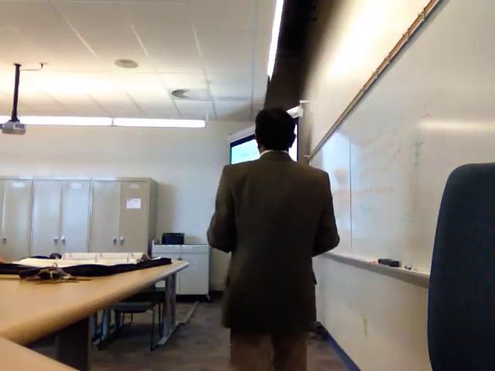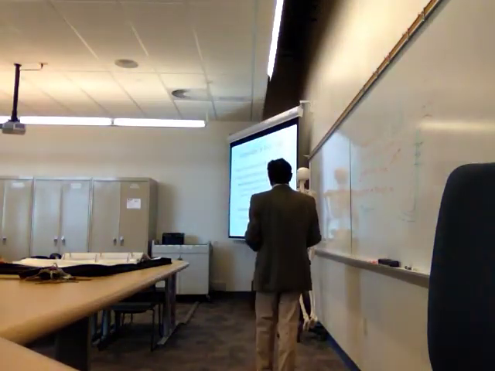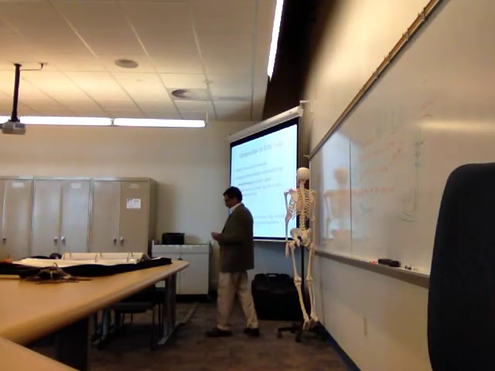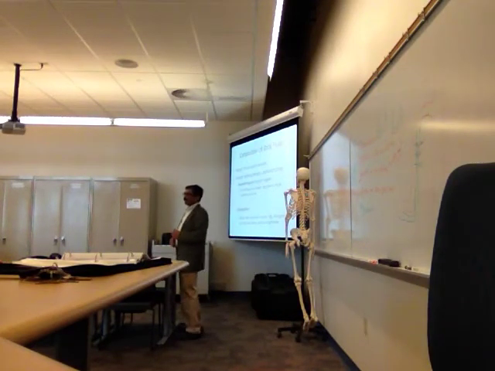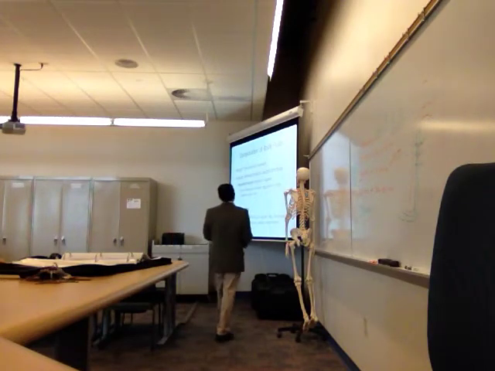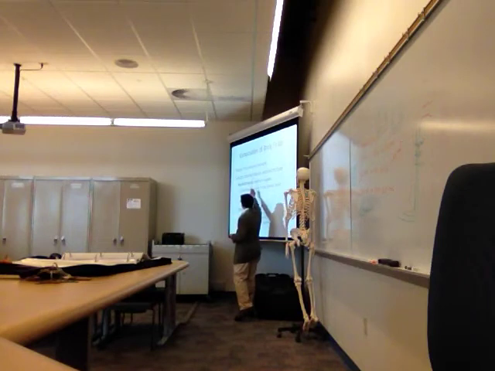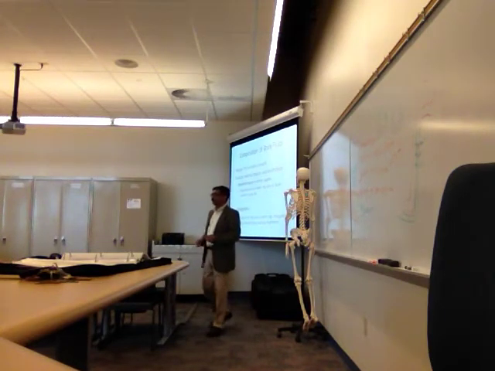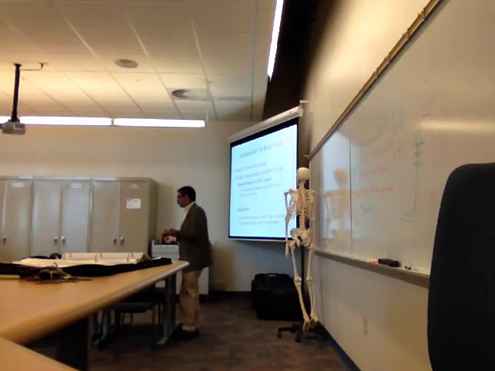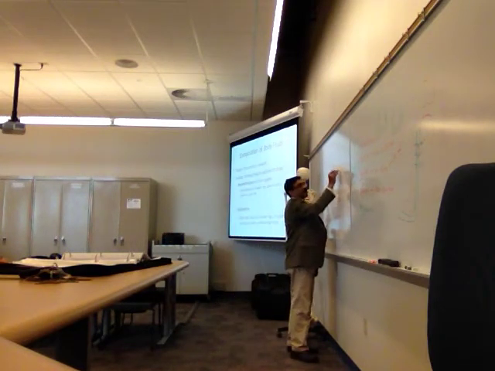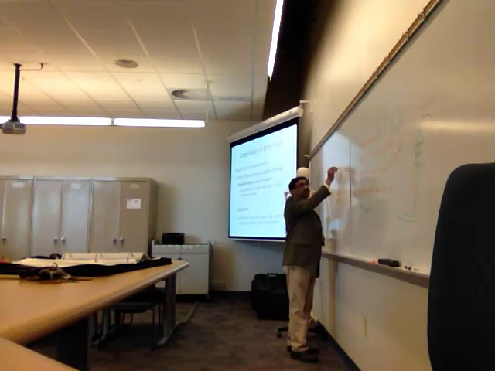Okay. Composition of body fluid. Body fluid is mainly water, but other chemicals are present. What are the other chemicals? Some chemicals are electrolytes, some chemicals are non-electrolytes. The difference between electrolytes and non-electrolytes is what? Electrolytes have what? Electrical charge.